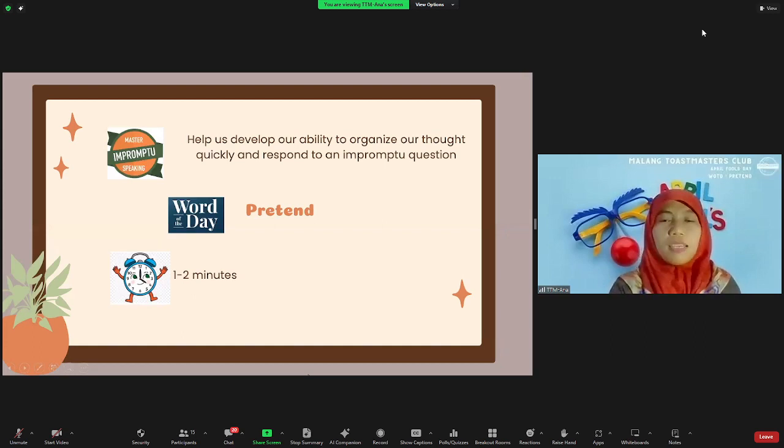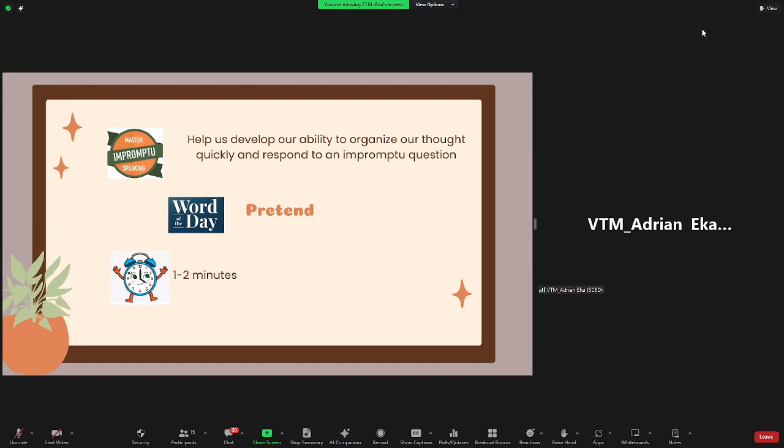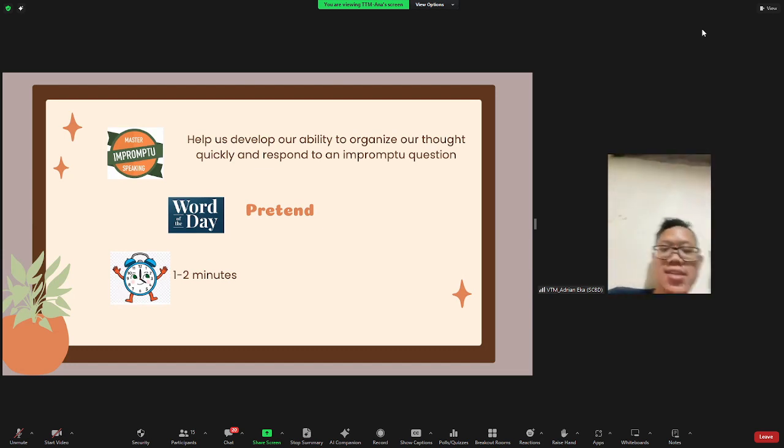And then our word of the day is pretend, as our grammarian said before. Pretend is to speak and act to make it appear that something is the case when in fact it is not. So guys, you can use this word of the day as much as you can during your impromptu speech. And you have 2 minutes. Okay, we can start now. Who wants to be the first speaker? Does any one of you want to try? Or maybe I want to choose our visiting Toastmaster. Can I have Adrian Eka from SGBD? Hello. Okay, Adrian. Yes, sure, I'd like to try.